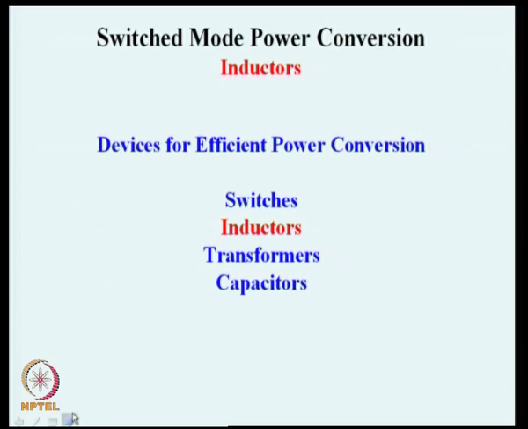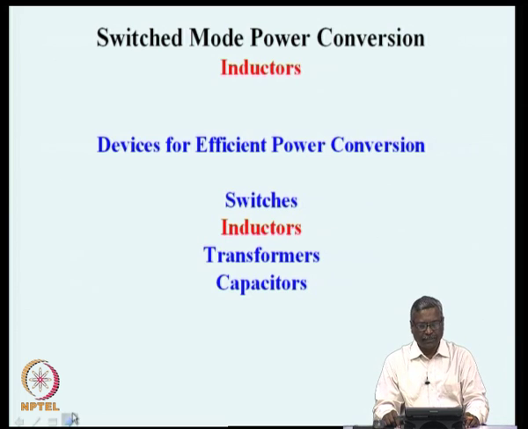We have seen that efficient power conversion employs devices which are lossless, and in the last session we spent some time on the various electronic switches, their idealized models, their performance characteristics and so on. In this session, we will learn about another device which goes into power converters, namely the inductors.